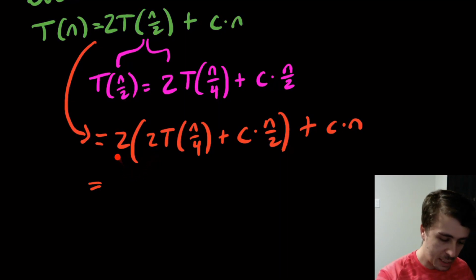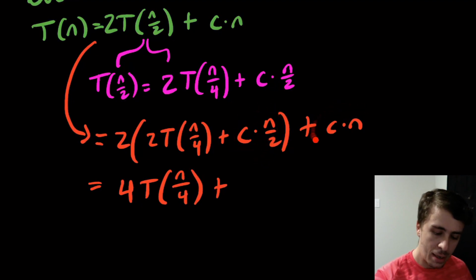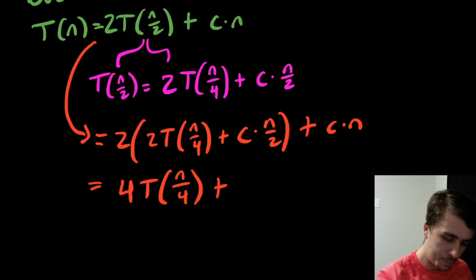So the 2 times 2 is going to give us a 4 here. So 4 instances of t of n over 4, plus, well, the 2 here gets canceled out by this 2, so we get a c times n here, and we have another c times n here. So we're going to have 2c times n.